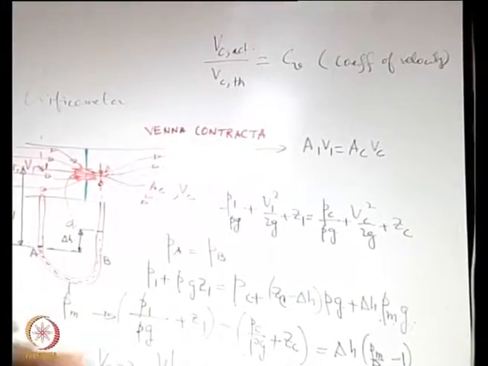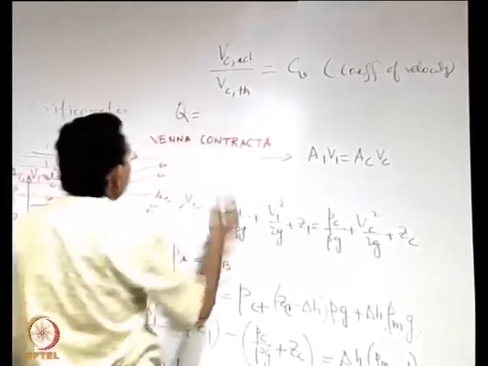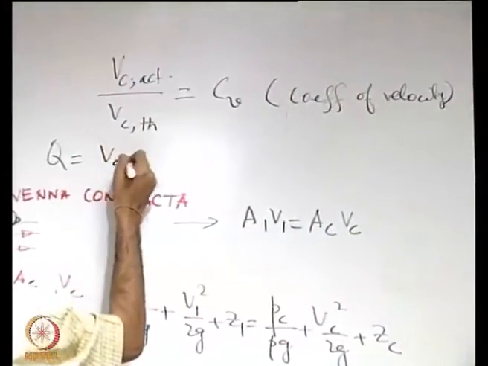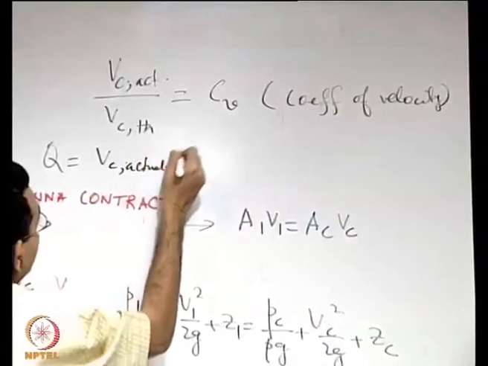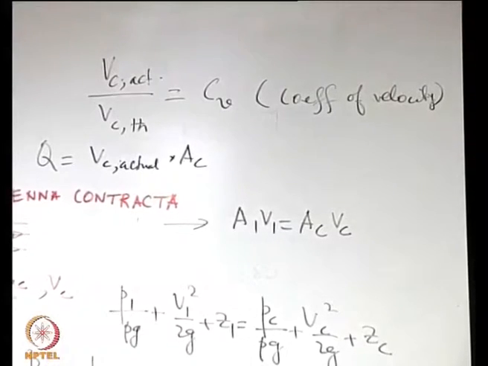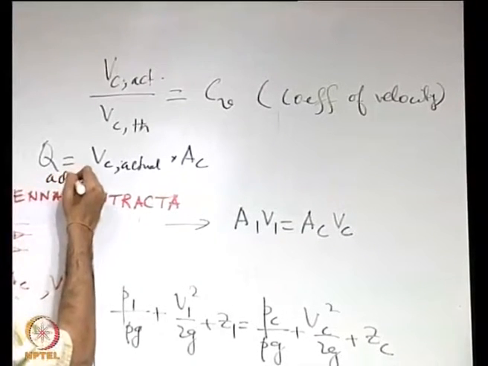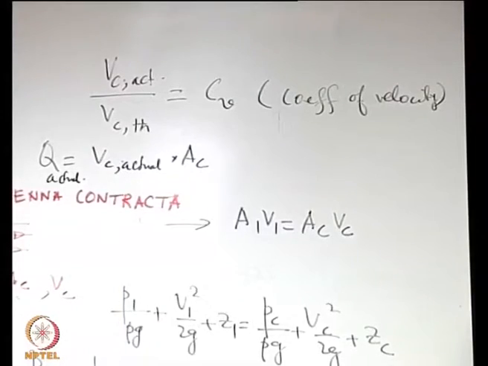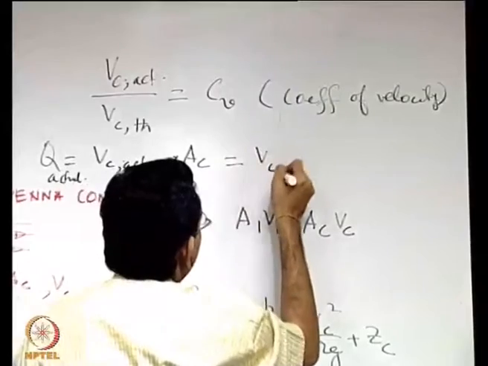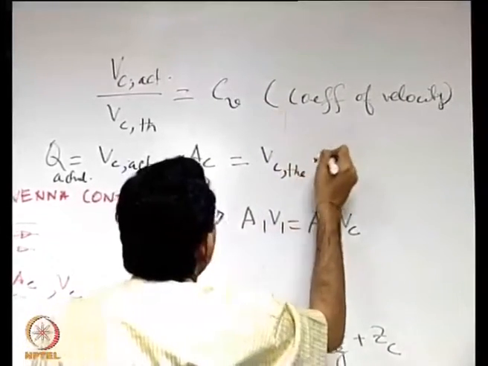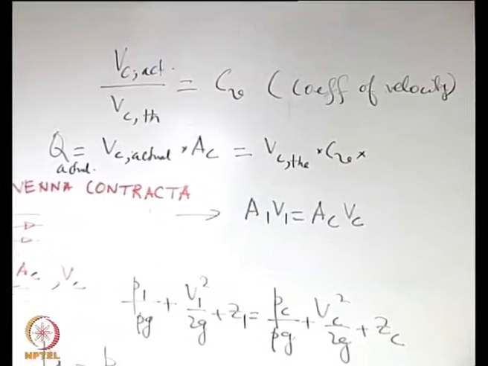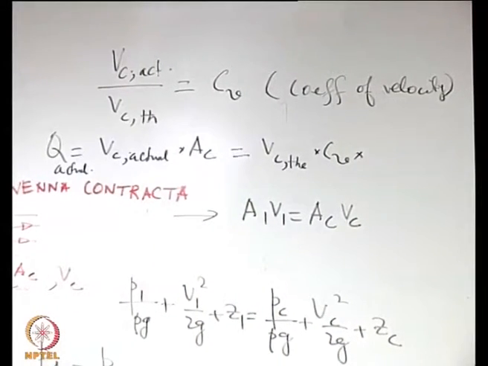Now if you want to find out the flow rate Q, Q is the actual Q, it is Vc actual into the area of cross section of the vena contracta, right. This is Q actual. Vc actual you can express in terms of Vc theoretical. So Vc theoretical into Cv into, now see, area of cross section of the vena contracta you cannot really measure when you are doing experiments.